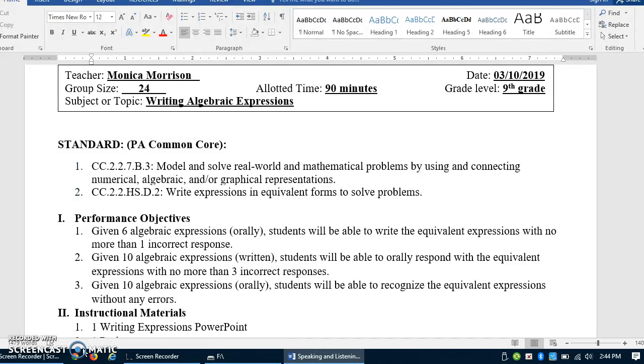The standards that we looked at were to model and solve real-world and mathematical problems by using and connecting numerical, algebraic, and graphical representations, writing expressions in equivalent forms to solve problems.